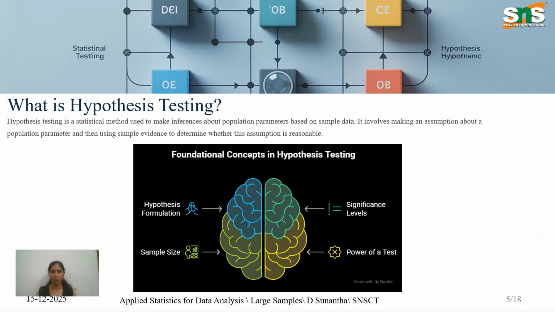Next is hypothesis formulation. In hypothesis formulation, we will frame H naught and H1, where H naught is called the null hypothesis. The null hypothesis is framed in such a way that the claim is possibly tested for rejection. Then the alternative hypothesis is opposite to that of the null hypothesis. Next is significance level. This significance level is nothing but 5% or 1% taken generally. Next is the power of the test. Here is where we determine whether to accept the claim or not.